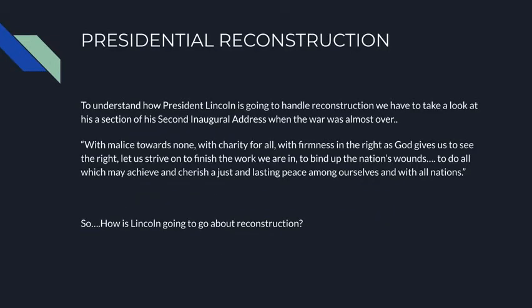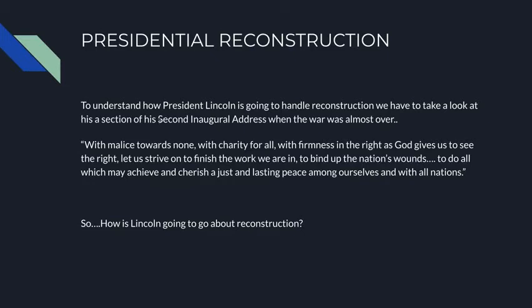So let's start with presidential Reconstruction. To understand how President Lincoln is going to handle Reconstruction, we have to take a look at this section of his second inaugural address, when the war was almost over. And pardon this typo right there. I guess I did it too quickly.